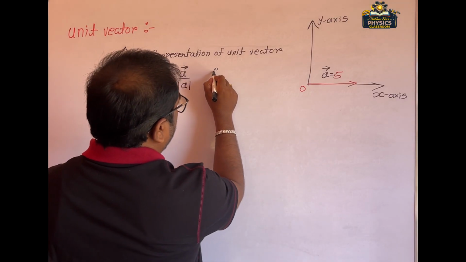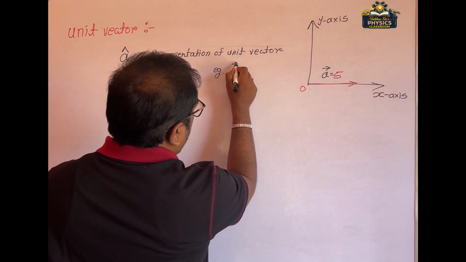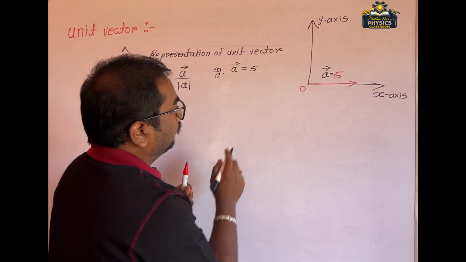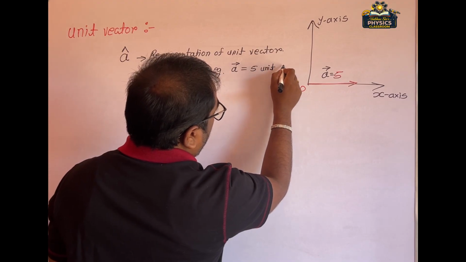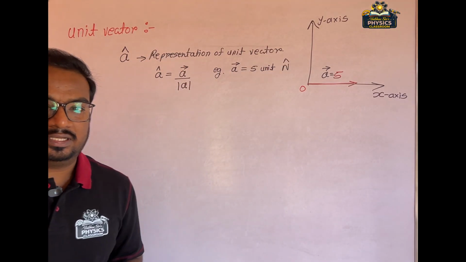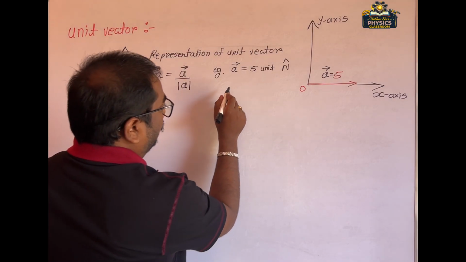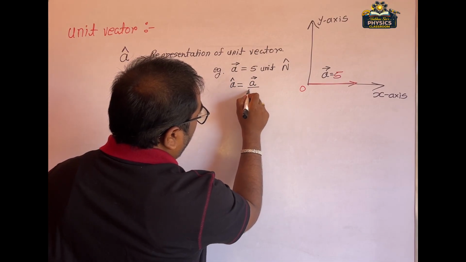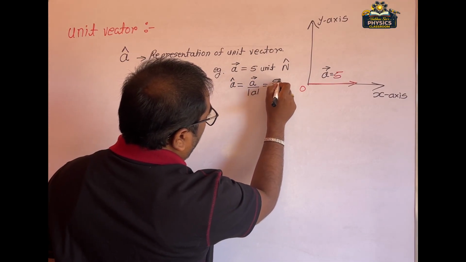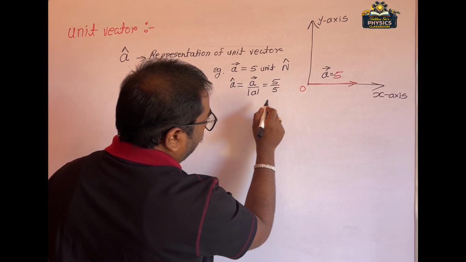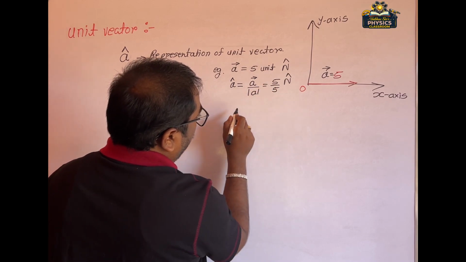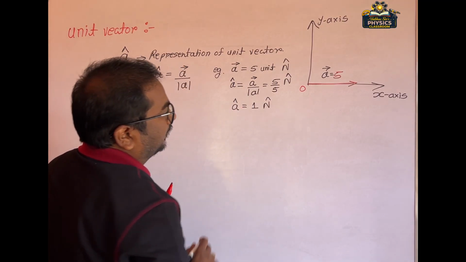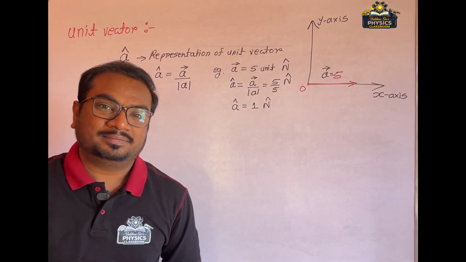For example, if vector A is 5 Newton or anything, 5 units in the north direction, what is the unit vector? It will be vector A divided by the magnitude of A, meaning 5 divided by 5 in the north direction. So the unit vector will be 1 in the north direction. This is the unit vector.